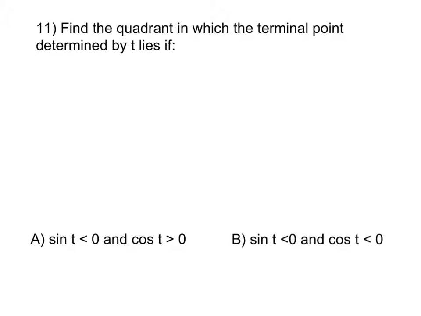This problem has two parts. For the first part, we want to find the quadrant in which the terminal point determined by t lies if the sine of t is less than 0 and the cosine of t is greater than 0.